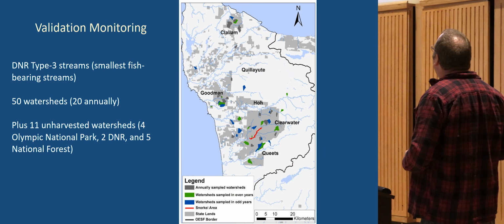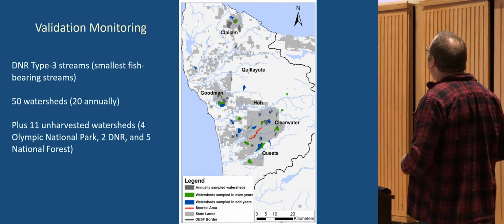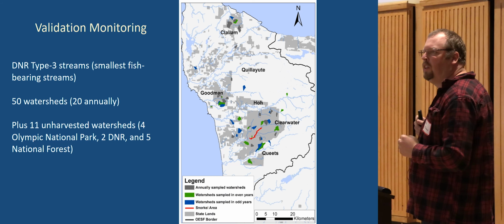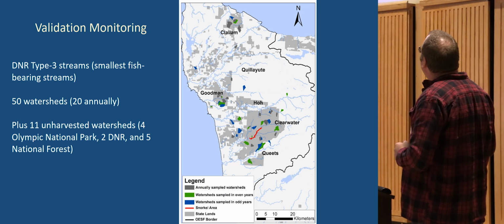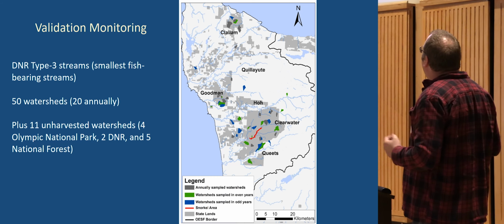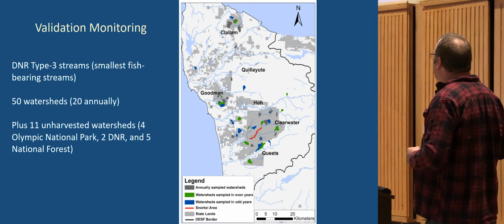And we do this through monitoring about 50 streams. Most of them have been shown earlier. Now I want to emphasize that these are just kind of our smallest fish-bearing streams. We do monitor larger streams and adult returns, but I'm not really going to talk about that today. Now we also can't sample all these streams within 1 year. So I sample 20 of them annually, and then the remainder I split between even and odd years.